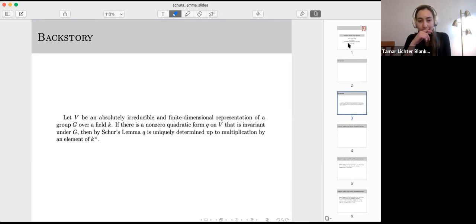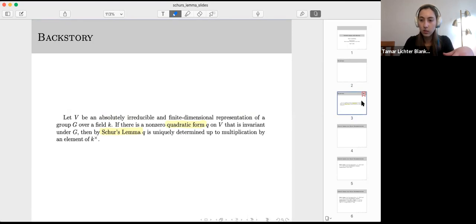But I was reading a paper where there was a statement using Schur's lemma that was proving something about a quadratic form. Schur's lemma is a fact about representations. So how could you use Schur's lemma to prove something about a quadratic form? I'll get back to this statement shortly to unpack it. But first I want to talk about Schur's lemma itself.